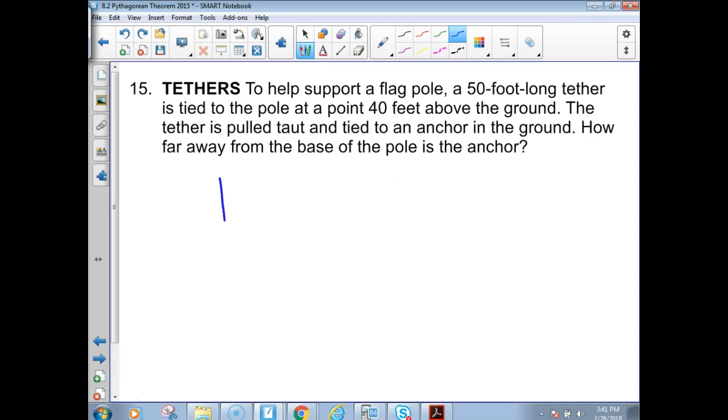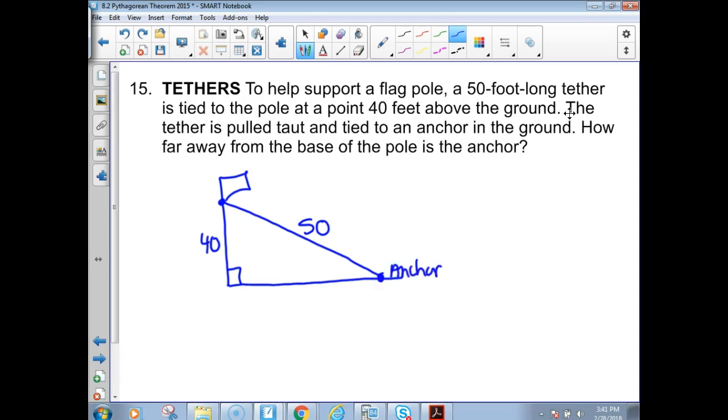All right, first of all, let's get a flagpole. We've got a 50-foot long tether. Tethers go from a point on something and then are anchored to the ground. It's like they're supporting it. This is 50 feet long. It's tied to the pole at a point 40 feet above the ground, so that would be here. Your flagpole should be perpendicular to the ground, so there should be a right triangle here. The tether's pulled taut to an anchor. This is where the anchor would be. And how far away from the base of the pole is the anchor?